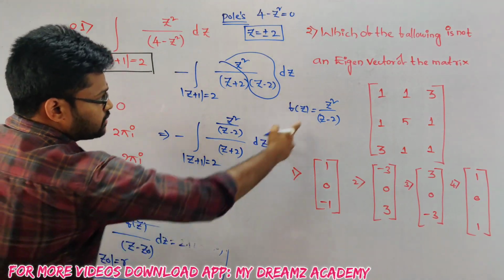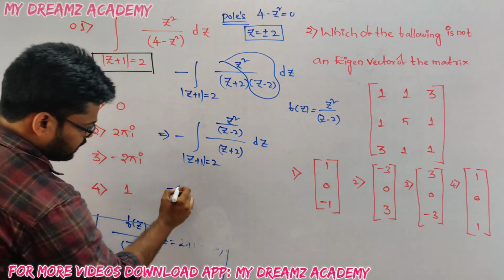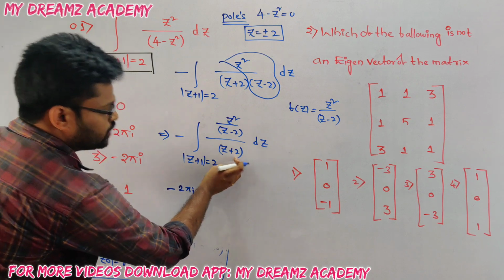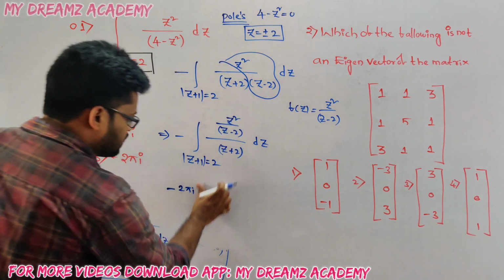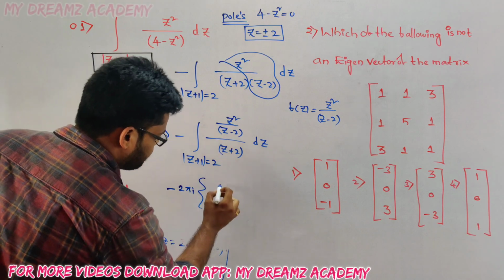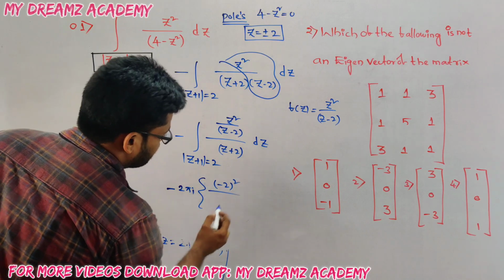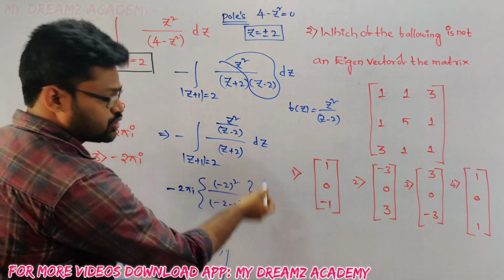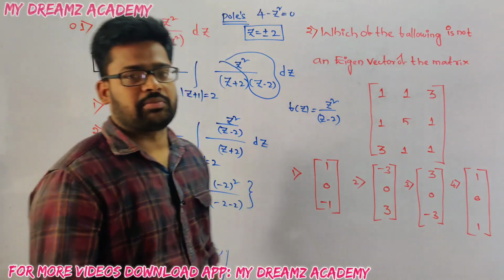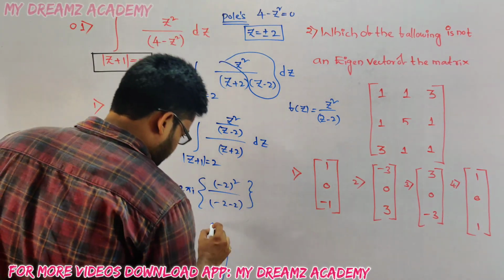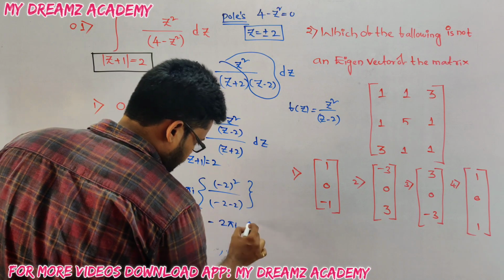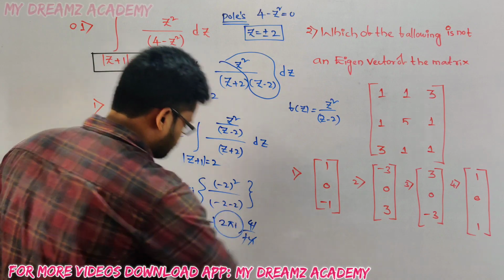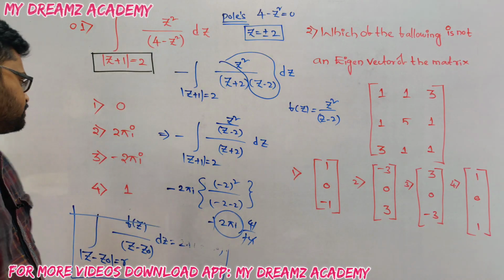So it will give integral formula 2 pi I f of z naught. F of z naught is nothing but you need to substitute z is equals to minus 2 in the function. So the function is minus 2 whole square divided by minus 2 minus 2. Minus 2 whole square will give 4, minus 2 will give minus 4. So minus 2 pi I, 4 by minus 4, 4 will get cancelled, minus will get cancelled. So the option is 2 pi I.